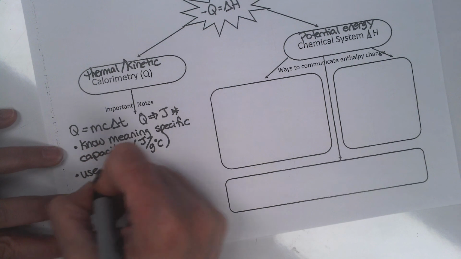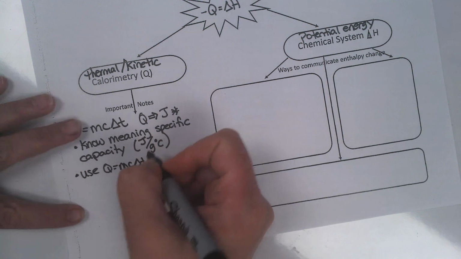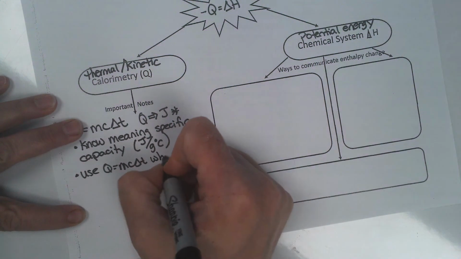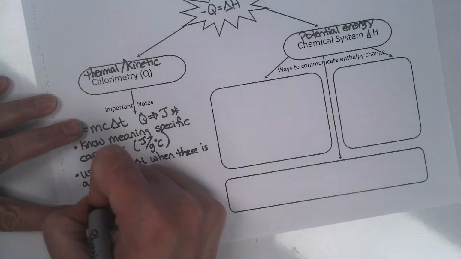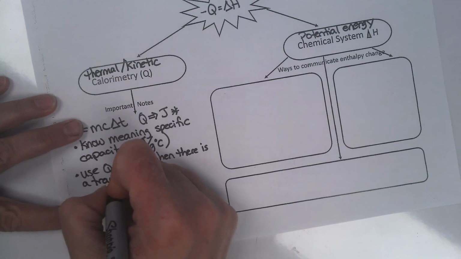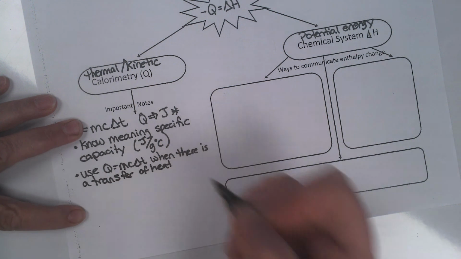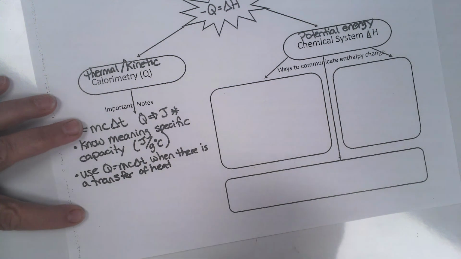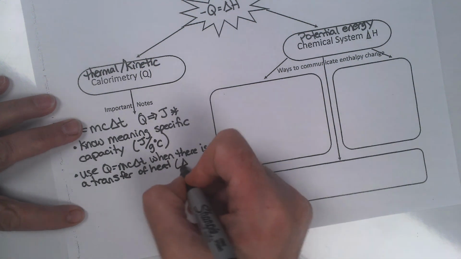We use Q is equal to mc delta T when there's a transfer of heat. So anytime that there's a transfer of heat, we're going to see a change in temperature.